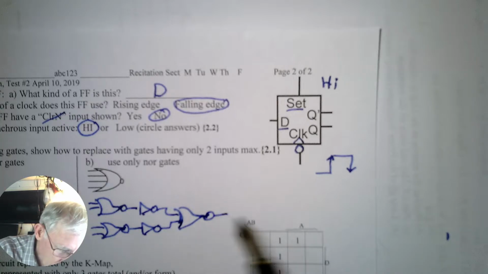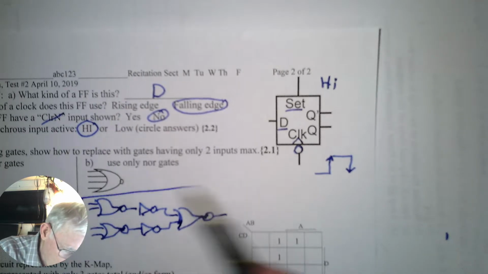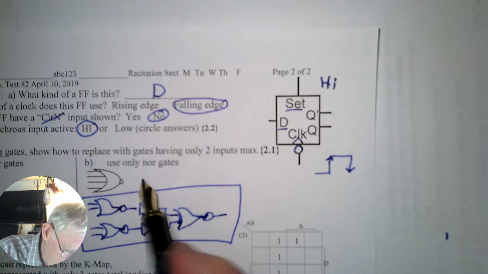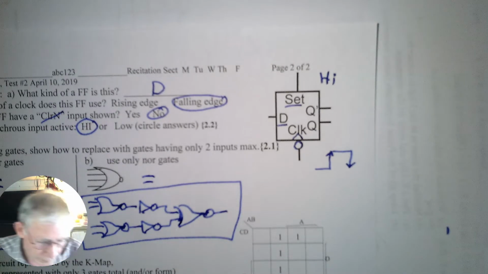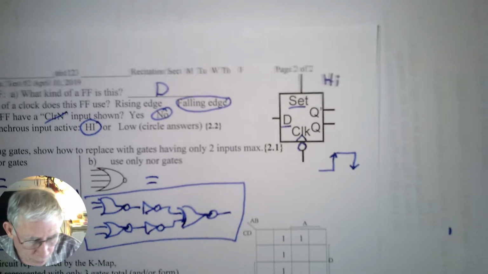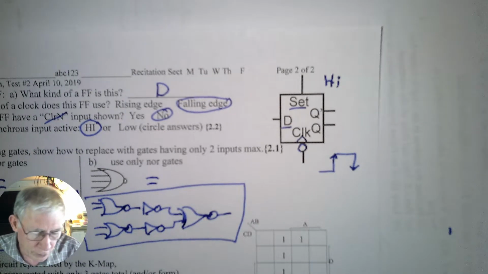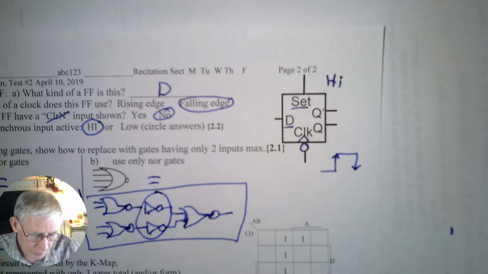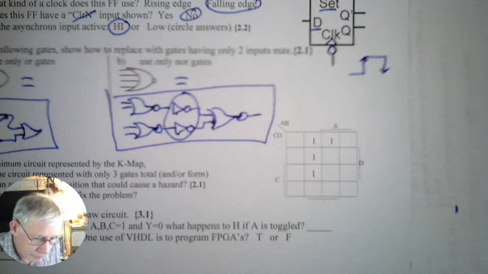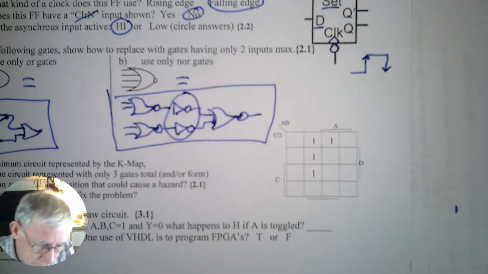And this then is equal to this. This, however, is equal to this. Without the bubble, it's much simpler. With the bubble on the output, you have to put these inverters in. All right. Now we want to write the minimum circuit represented by the K-map.